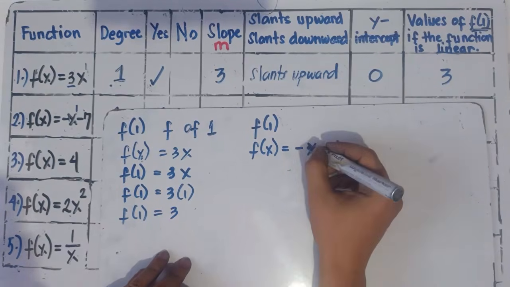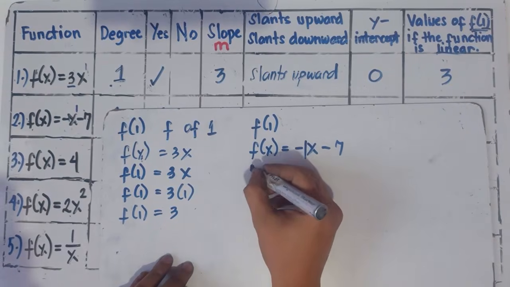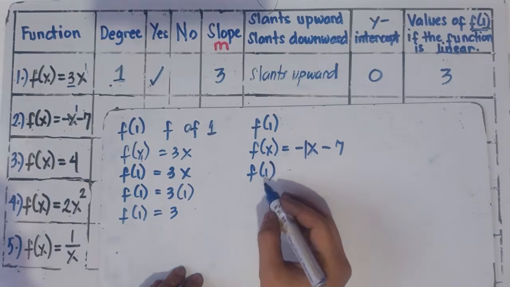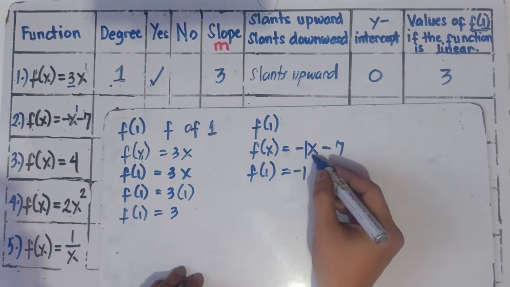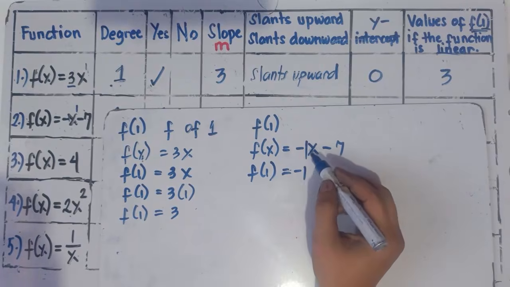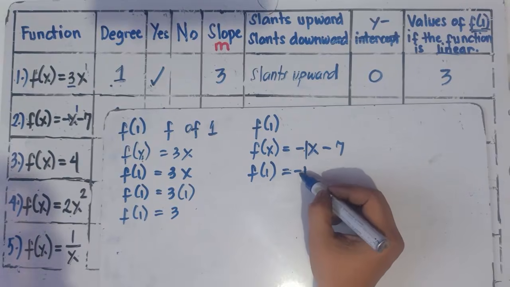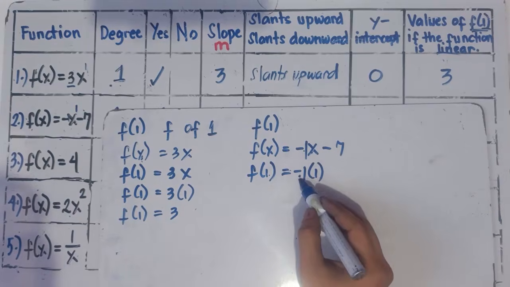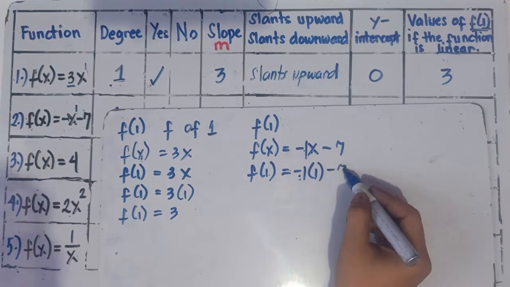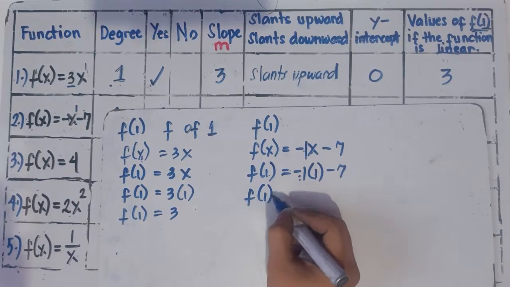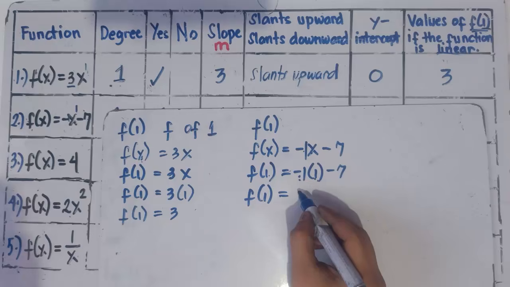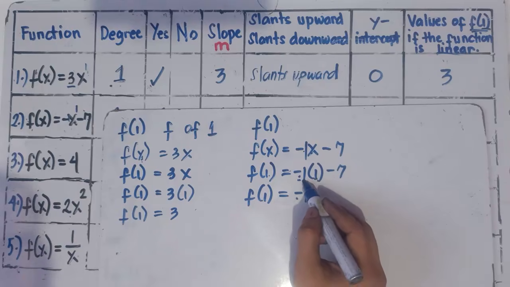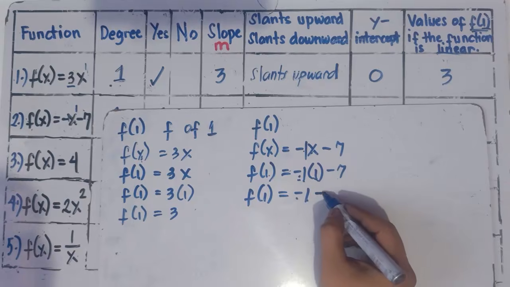So we can put negative 1 times x, that's okay. So f of positive 1. So f of 1 equals negative 1, and the value of x would be 1. Once again, class, copy negative 1, and the value of x would be positive 1. So negative 1 times positive 1 minus 7. So f of 1 equals negative 1 times 1, that would be negative 1. Negative times positive is negative. 1 times 1 is 1. And then copy negative 7.